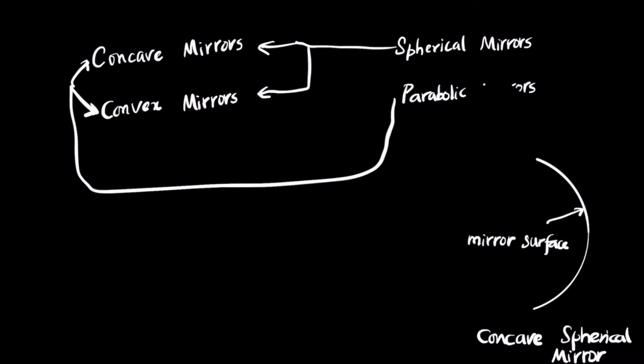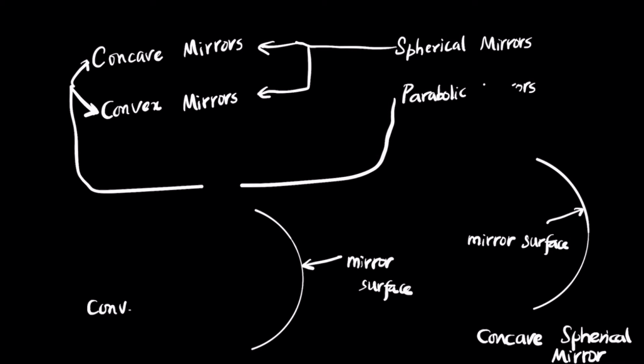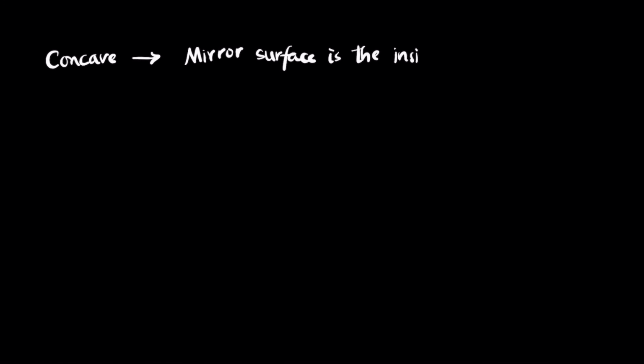Now, we talked about the concave spherical mirror. What would be a convex spherical mirror? If you take another sphere and cut it off again, and the mirror surface is on the outside, then this is called a convex spherical mirror. So these are the two types of spherical mirrors, convex spherical mirror and concave spherical mirror. So in simple definition, in concave, the mirror surface is on the inside, the inside of the curvature.